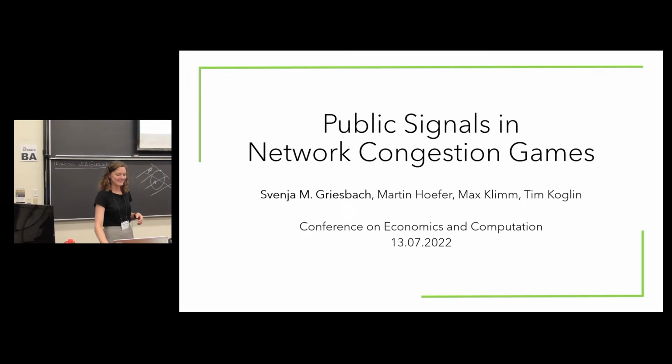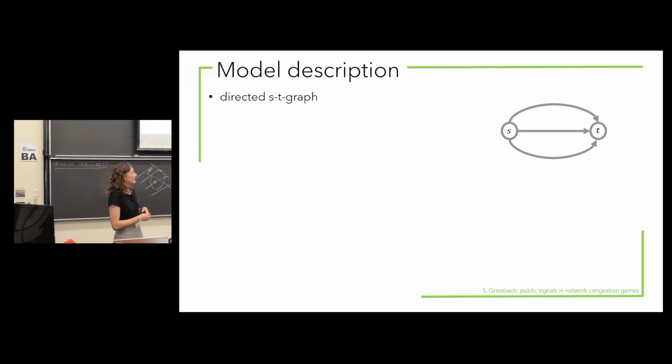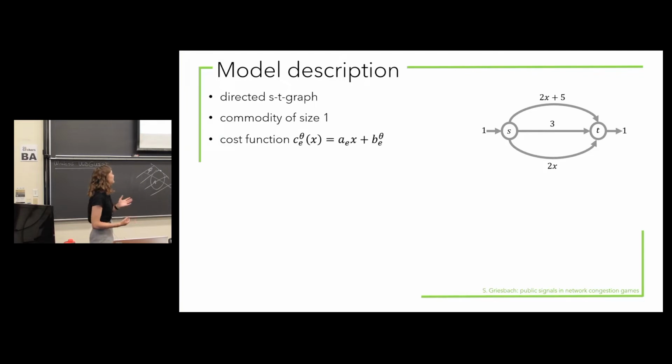So, let's start right with our model. In our model, we are looking at a directed s-t graph. We have a commodity of size 1, which wants to travel from s to t. On each edge, we have a cost function, and in our case, this cost function is an affine cost function.